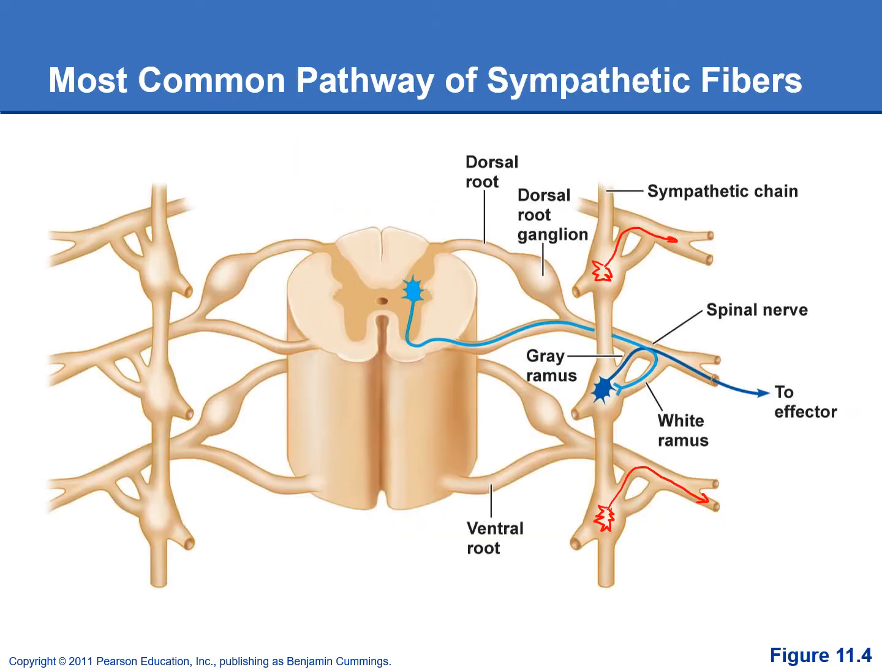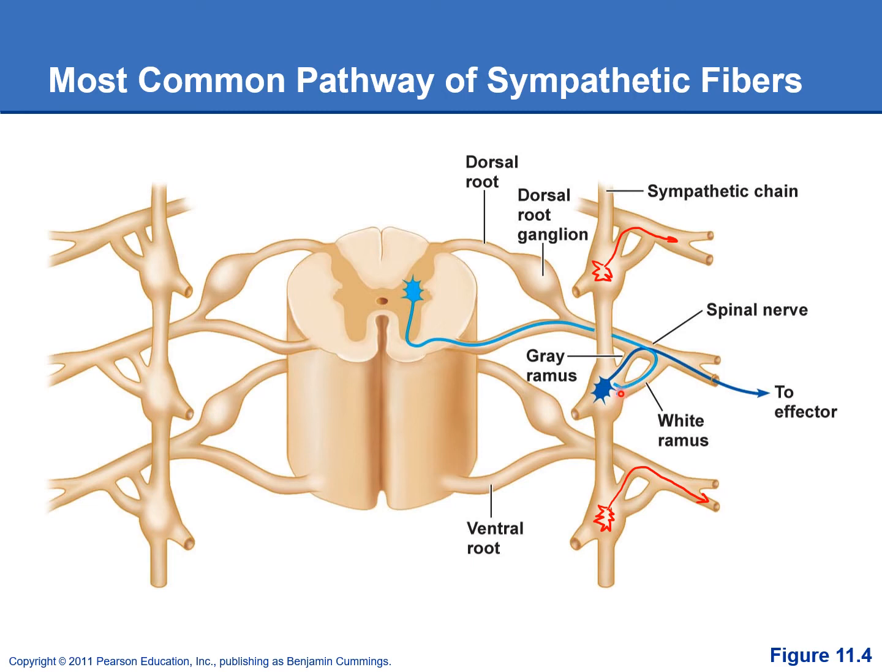All right, so here we've got in light blue, we've got the preganglionic sympathetic neuron. Cell body is located in the lateral horn of the spinal cord, and it's going to come out through the ventral root and then join the spinal nerve, and then it's going to take a little detour here and exit the spinal nerve through what's called the white ramus. And the word ramus means branch.